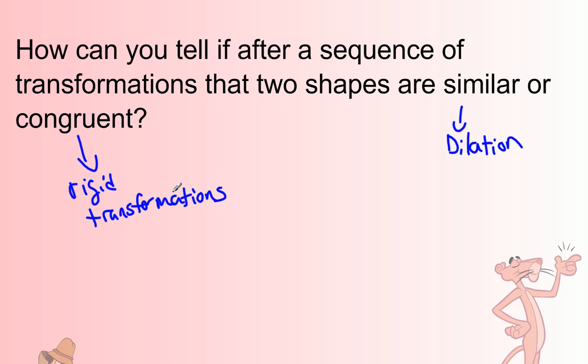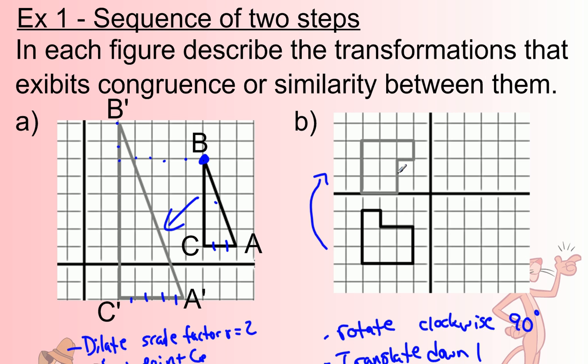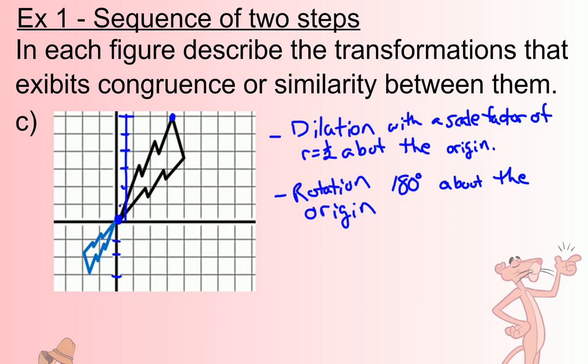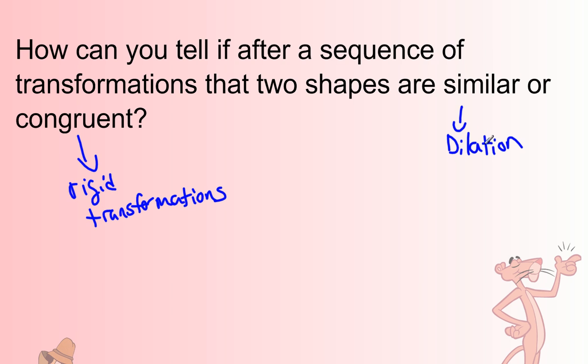So if it was just rigid, if it was just a rotation, a reflection, or a translation, your two images would be congruent. An example would be this letter B. Those two figures are congruent. They're the exact same shape. One is just in a different place than the other. Example A, a dilation happened. So these figures would be similar. Example C, a dilation happened. So those figures would just be similar.